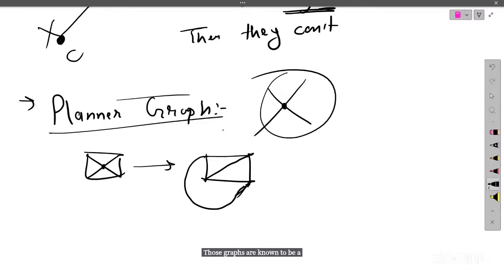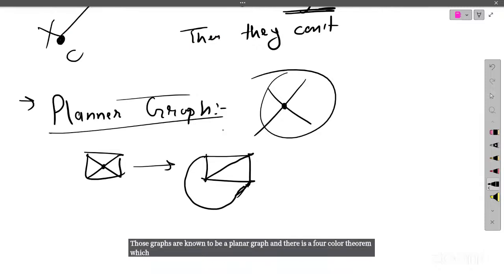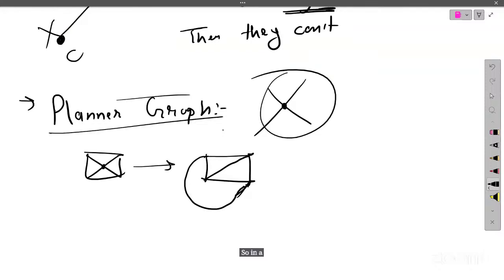And there is a four-color theorem which says that any planar graph can be colored by four colors, right? So we need at most four colors to color a planar graph. But it's kind of difficult to find out whether a graph is planar if the graph is very complex. So in a simpler way, you can take the graph to be planar. But here also, four is the upper limit, so we need at most four colors.